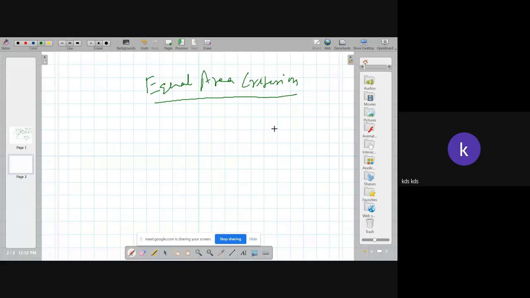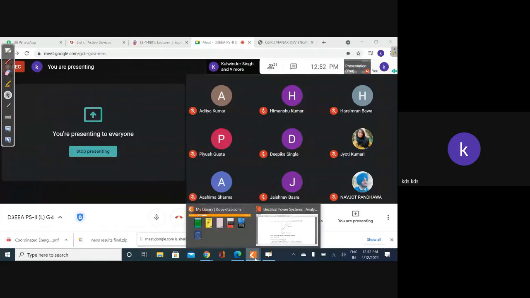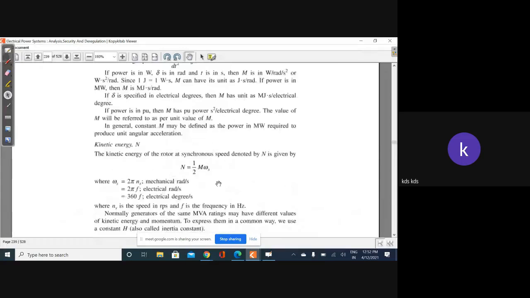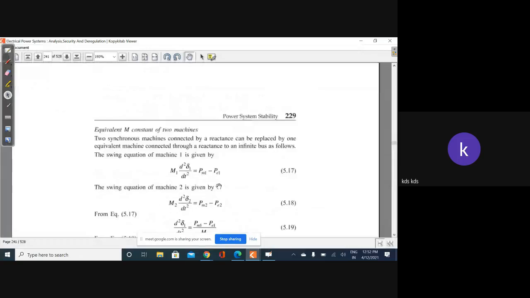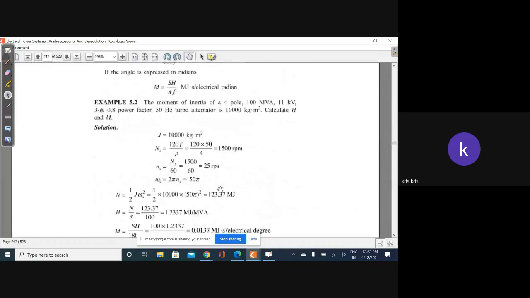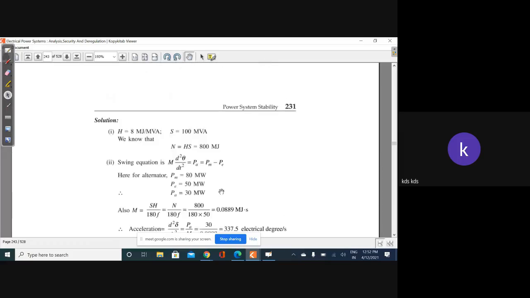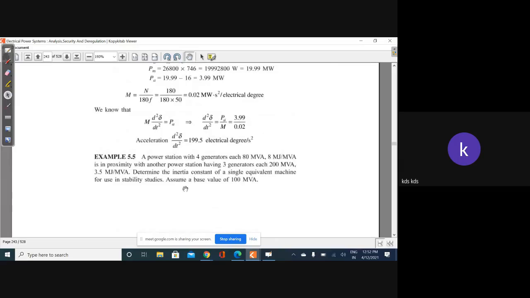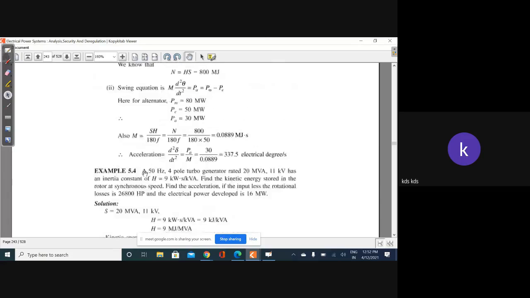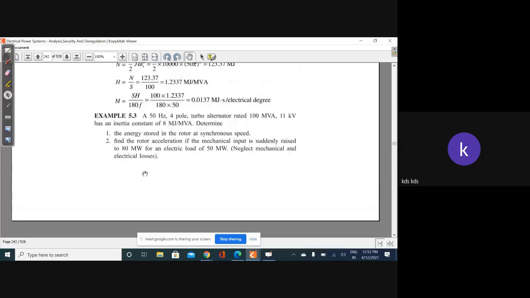Now I want to come to the numerical portion using the swing equation. So let us discuss this numerical. So yes, this is the numerical 5.3. So I find it very important from the practical as well as examination point of view.